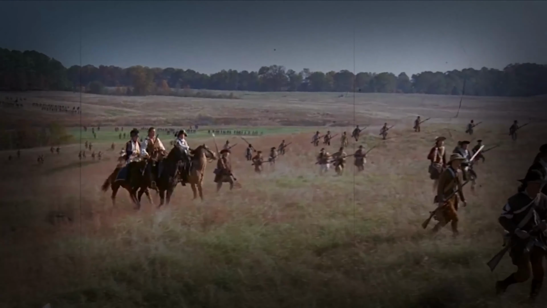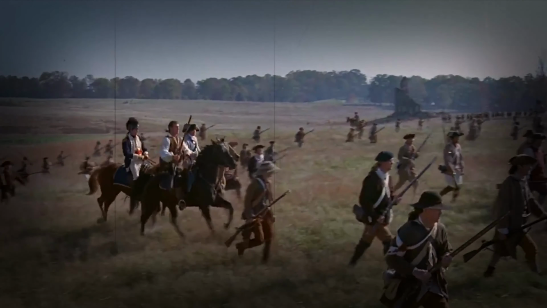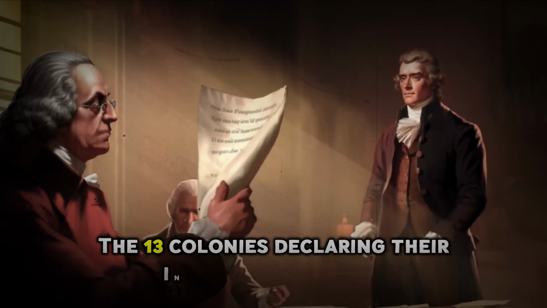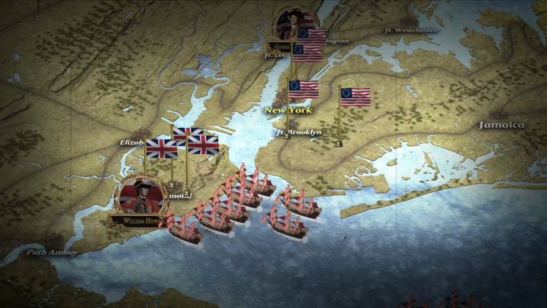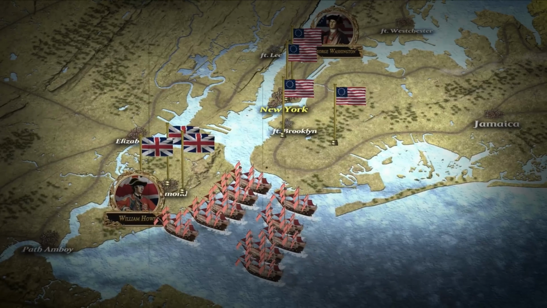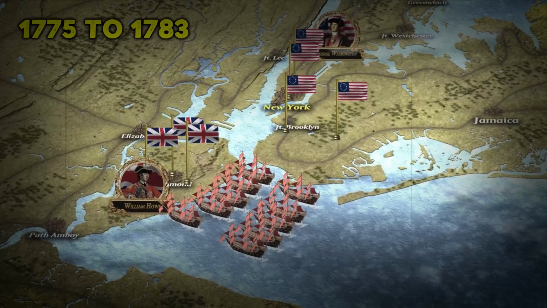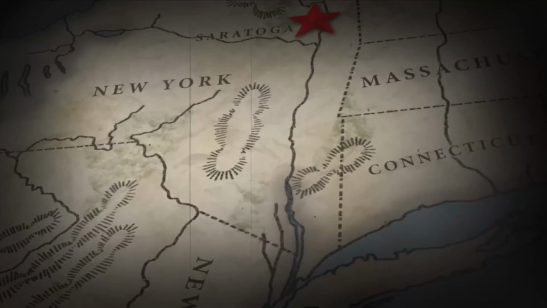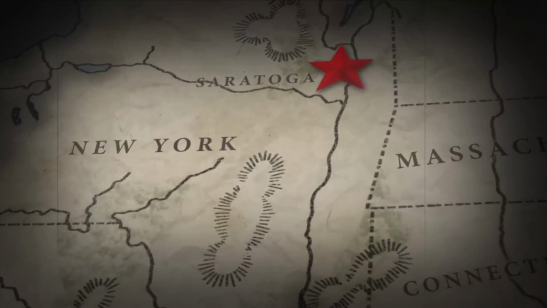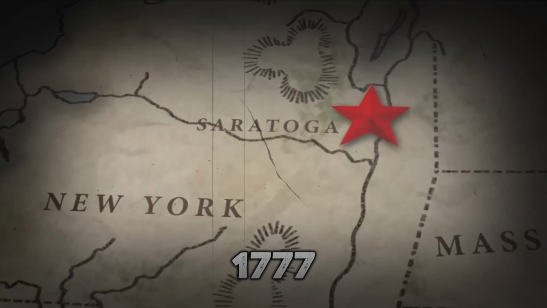The rebellion against British rule commenced in 1775, with the 13 colonies declaring their independence in 1776. During the American Revolutionary War, spanning from 1775 to 1783, the United States of America achieved a significant victory by capturing the British invasion army at Saratoga in 1777.